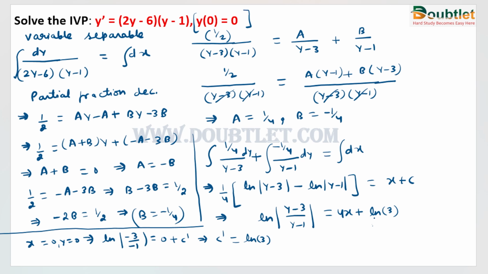Now we take this constant term to the left hand side, and again use the property of log. So what we get is ln of (y minus 3) divided by (3y minus 3) is equal to 4x. From this expression we have removed the constant term. We will take the next page. So the expression was ln (y minus 3) divided by (3y minus 3) is equal to 4x.